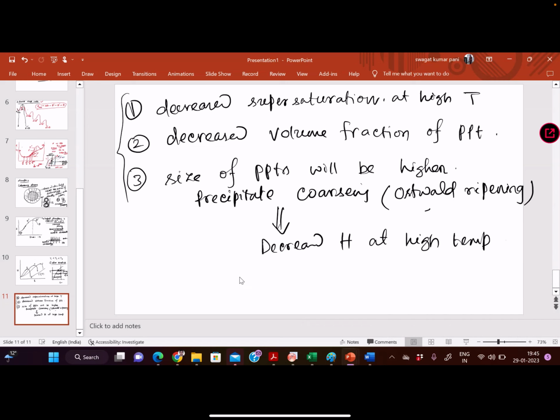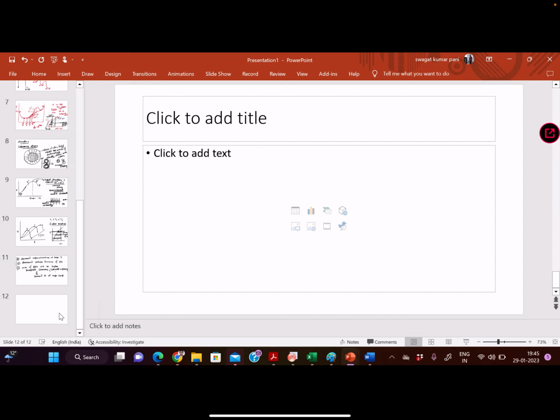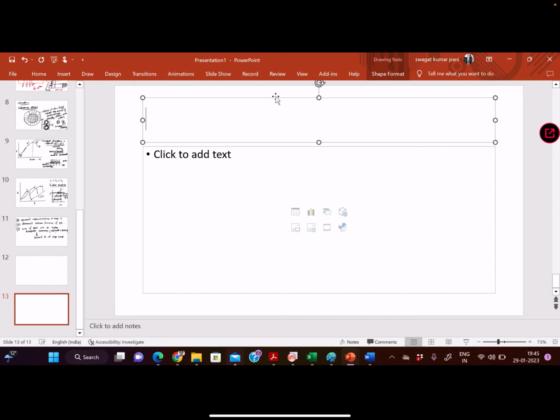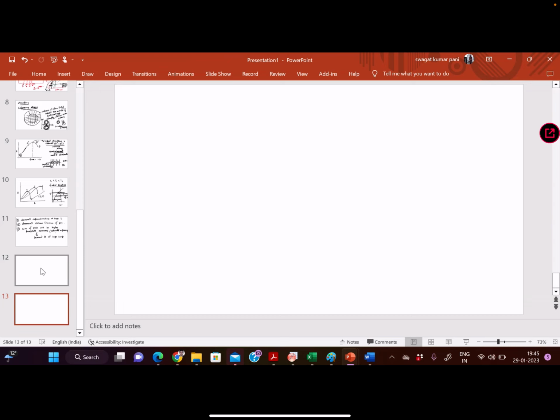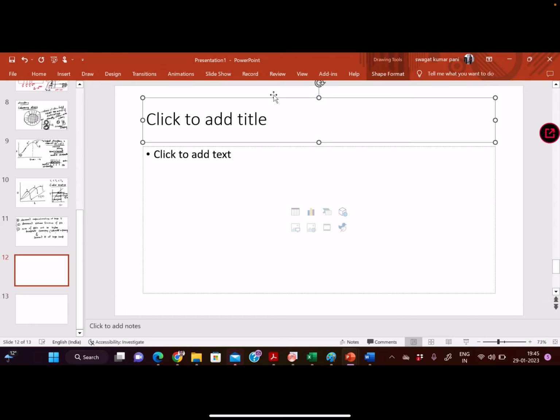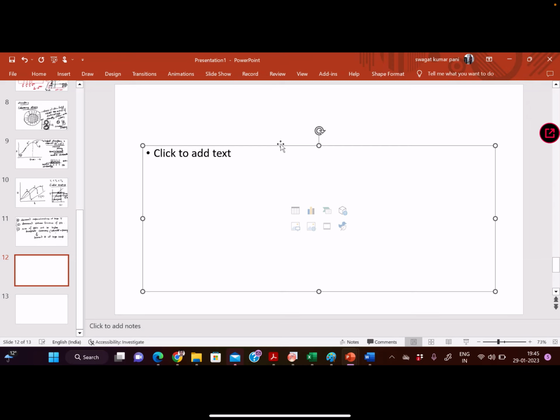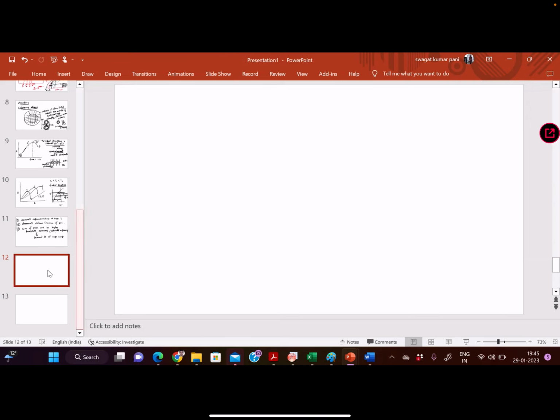So now we have 15 minutes. I will go through another concept, that is Ostwald ripening. These concepts are really important. Precipitation hardening is very important. So I'll discuss Ostwald ripening.